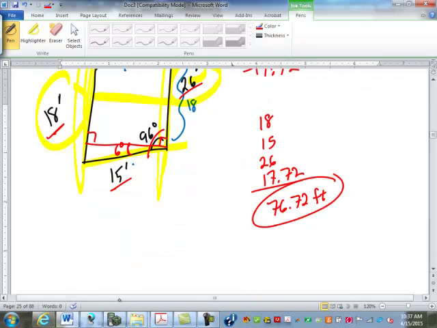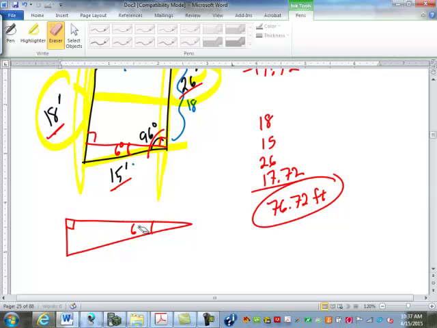So my height, here's my right angle, here's 6 degrees. Oops, this is 15 feet. I'm looking for this side here. I'll call that X for now. This is the adjacent and the hypotenuse. So I'm going to use what trig function? Cosine of an angle is adjacent over hypotenuse.